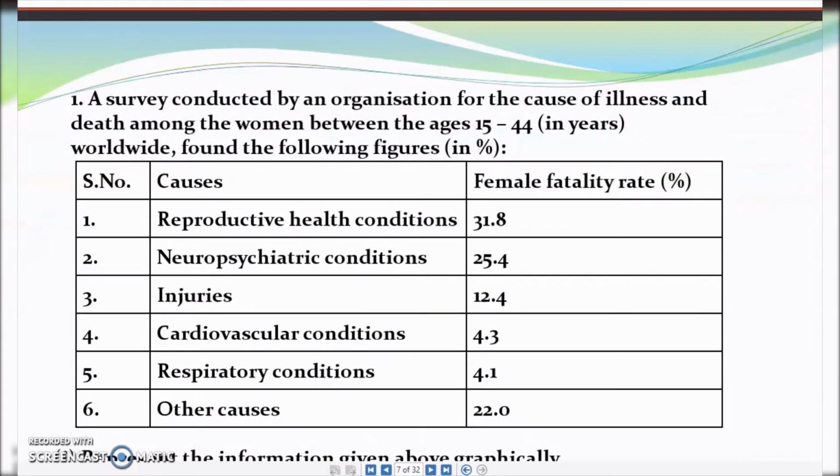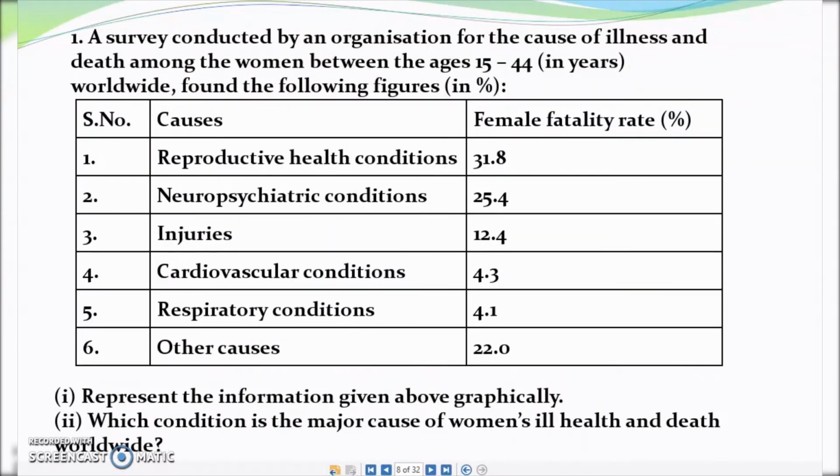So we'll see one problem now. This is of the next exercise. This is the first question. A survey was conducted by an organization for the cause of illness and death among women between the ages of 15 to 44 years, and found the following figures. Now, figures in percentage.